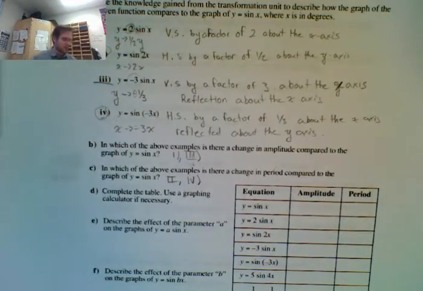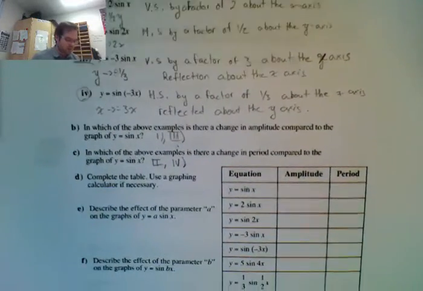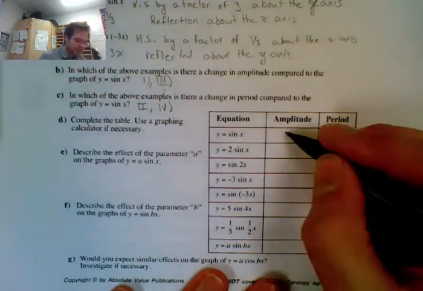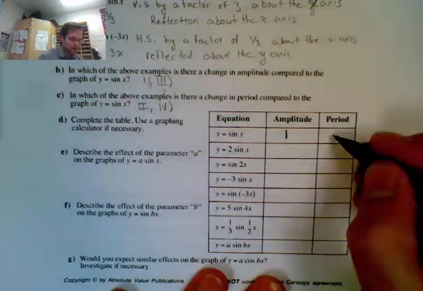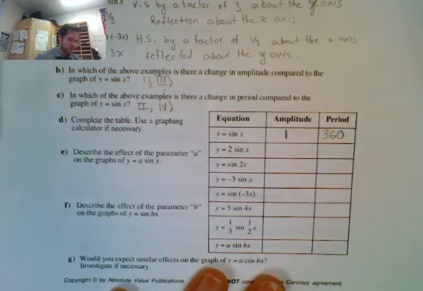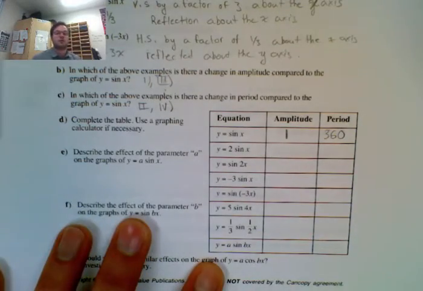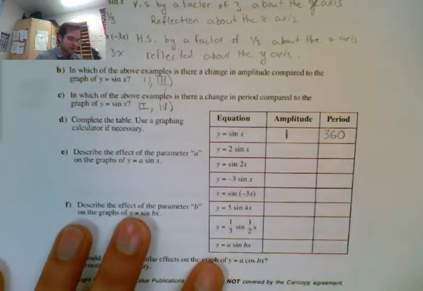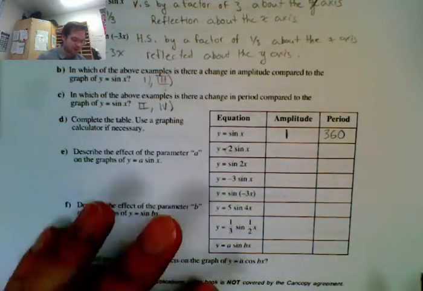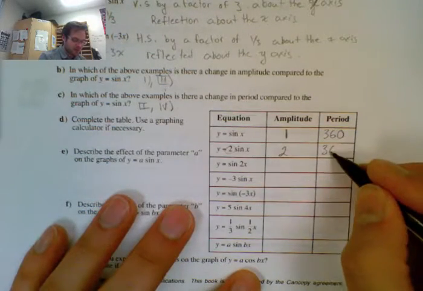Now it wants us to complete the table and use a graphing calculator if necessary. So if I'm going to complete this table here, we're going to start off with y = sin x. My amplitude in this case is going to be 1, and my period is going to be 360 in degrees. Next is y = 2 sin x. Well, this one right here, we multiply my amplitude. We're stretching it twice as much by a factor of 2. So my amplitude is going to be 2, and my period is still going to be 360.